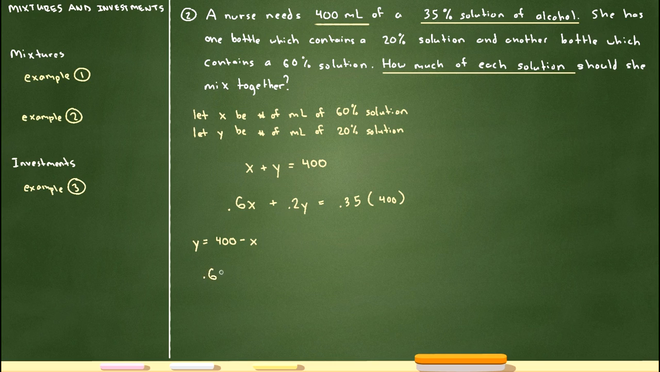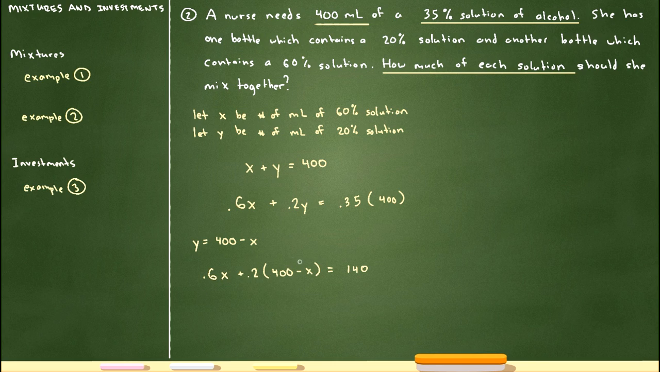Then I can take this and replace it right here, and we'll have a nice equation involving just x. So I'm going to rewrite my second equation, which is 0.6x plus 0.2. Now instead of writing y, I put my replacement, which is 400 minus x. And this is equal to, let's see, what's 0.35 times 400? That would be 35 times 4, or 140, because 35% of 100 is 35, and essentially we have 4 100s. So you multiply 35 times 4 and you get 140. If you have a calculator, you could just put that in and see what you get.